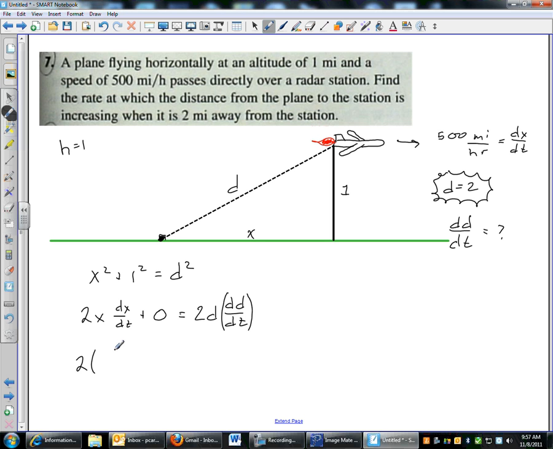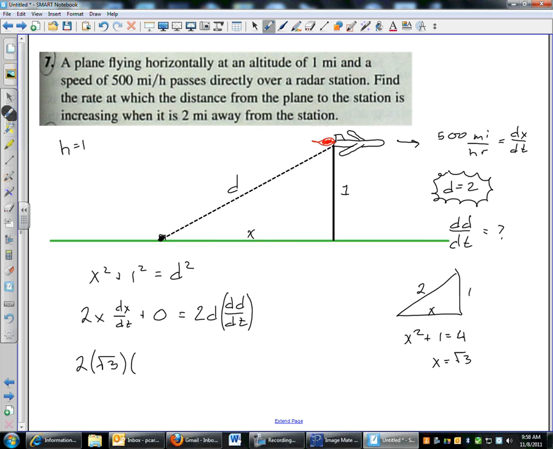We don't know x yet, but we could figure it out because we're looking at a triangle at a point in time when d is 2, and that's 1, we're solving for x. We could just solve that with Pythagorean theorem. X squared plus 1 squared equals 2 squared. And x is the square root of 3. So when d is 2, x is the square root of 3.